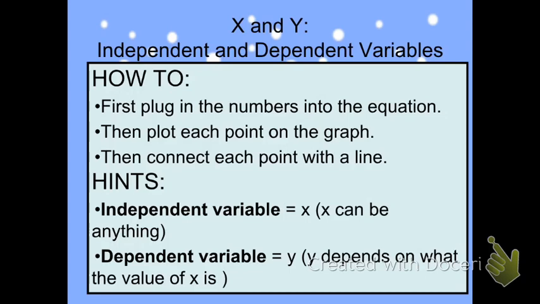Okay, so the how-to. First, plug in the numbers to the equation. Then plot each point on the graph. Then connect them with a line. If it doesn't make a line, you've made a mistake and you need to figure out which, look at the one that's out of line, and that's probably your hint.